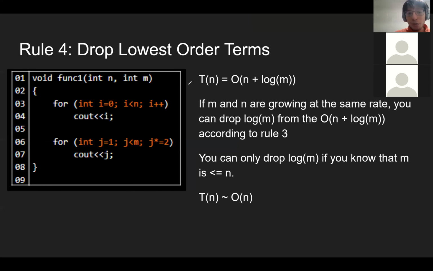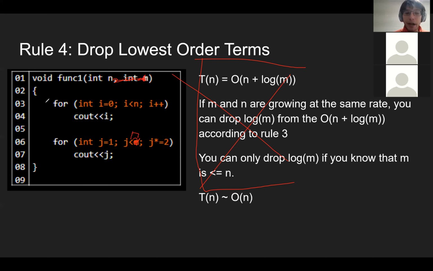Okay, and then our fourth rule is drop lowest order terms. So let's first go over this slide as if this m didn't exist. Let's just take out the m and say this is n, just for now. We'll worry about m in a second. So just ignore all of this for the time being. Let's just assume this is an n.